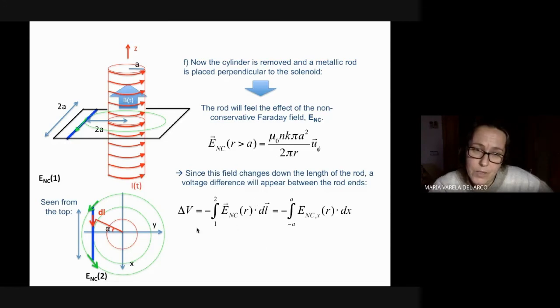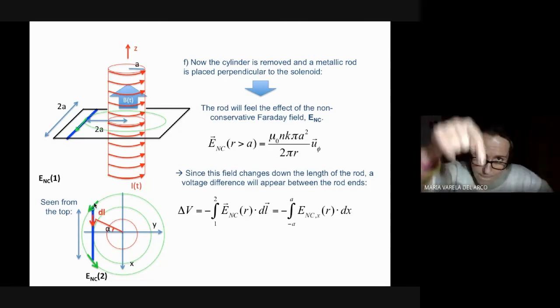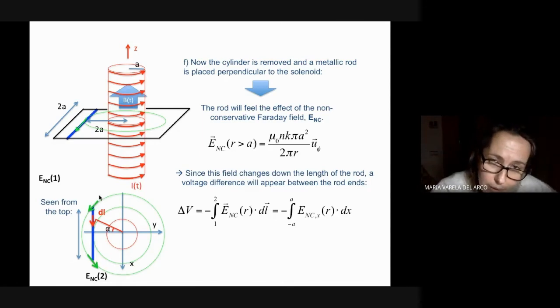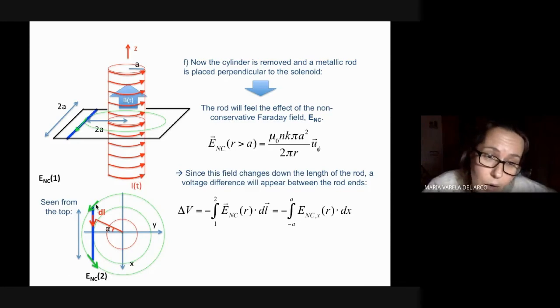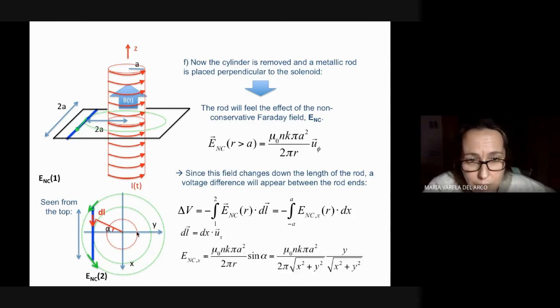Okay? So the dot product of the non-conservative field times dl is going to be just the x component, the projection of the x components of this field. That will be just projecting things along the direction of this blue line that represents the rod. And if I call alpha this angle, this is the same thing, just because these angles are complementary, they are rotated 90 degrees. The horizontal component of this green vector, I can get it pretty much like that with the sine of alpha right there.